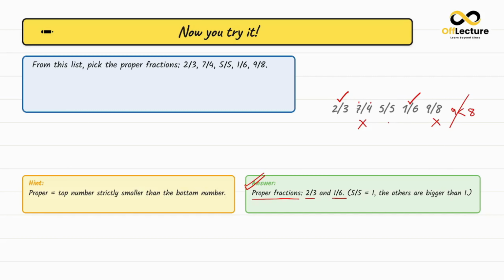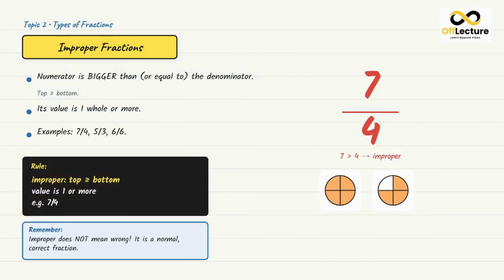But let's say we talk about 5 by 5. 5 by 5 is nothing but equal to 1. It means that it is considering all the parts together. So will it be a proper fraction? Again, no. Because for being a proper fraction, the numerator should always be smaller than the denominator. So this is how we identify the proper fraction. Now let's move to the second type of fraction, which is known as improper fraction. Now the case will be reverse.